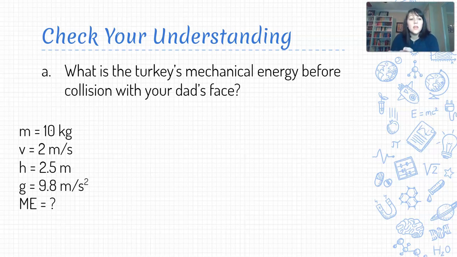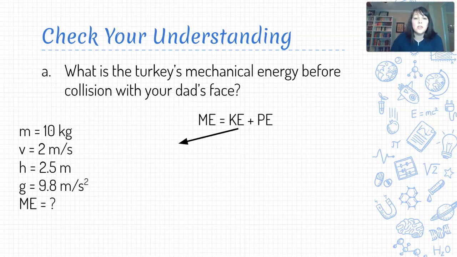All right, so if we want to calculate mechanical energy, that's equal to kinetic energy plus gravitational potential energy. Those are our two major forms of mechanical energy that we're focusing on here. So if I can calculate kinetic energy and I can calculate potential energy, I'll just add those together to get the total mechanical energy.